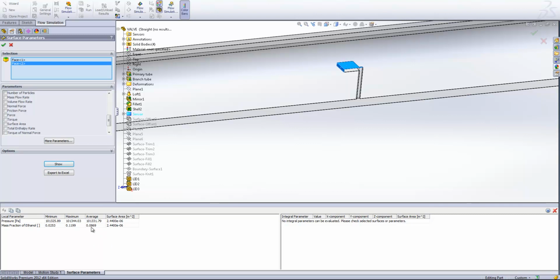But more importantly, we can see that our mass fraction isn't matching up to what it should be. We're looking for that average value to read 0.1 because that's what we want our sensor to read under these flow conditions.